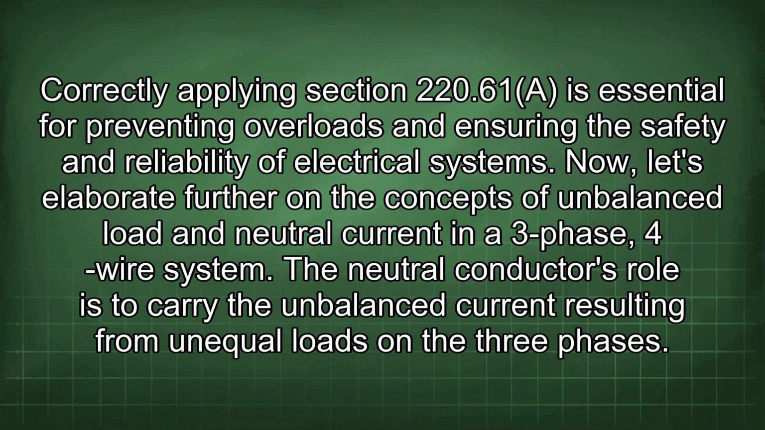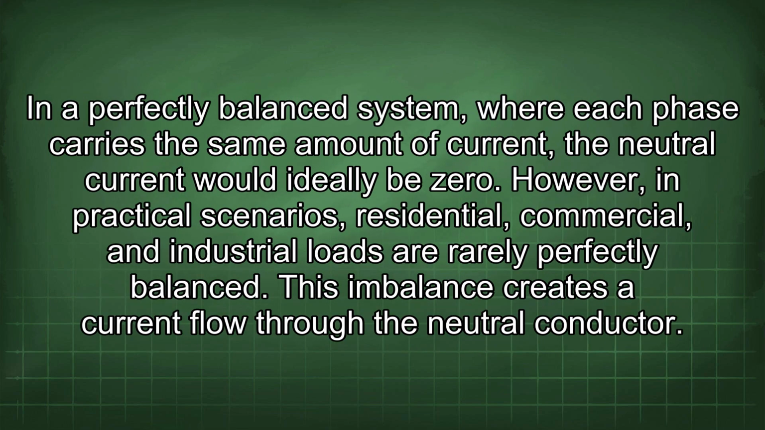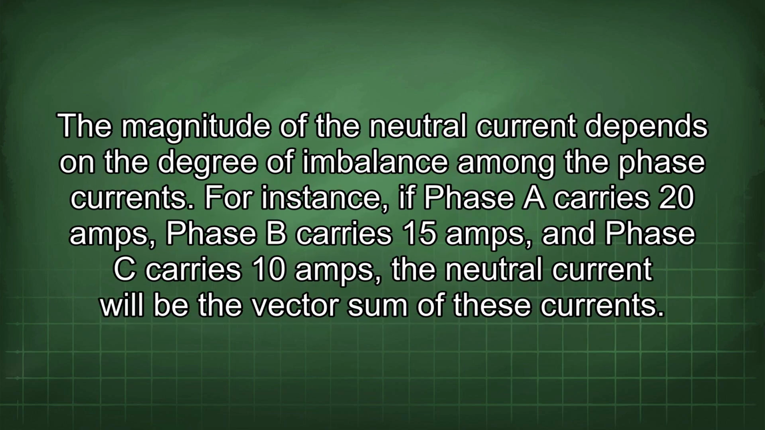Now, let's elaborate further on the concepts of unbalanced load and neutral current in a three-phase, four-wire system. The neutral conductor's role is to carry the unbalanced current resulting from unequal loads on the three phases. In a perfectly balanced system, where each phase carries the same amount of current, the neutral current would ideally be 0. However, in practical scenarios, residential, commercial, and industrial loads are rarely perfectly balanced. This imbalance creates a current flow through the neutral conductor. The magnitude of the neutral current depends on the degree of imbalance among the phase currents.